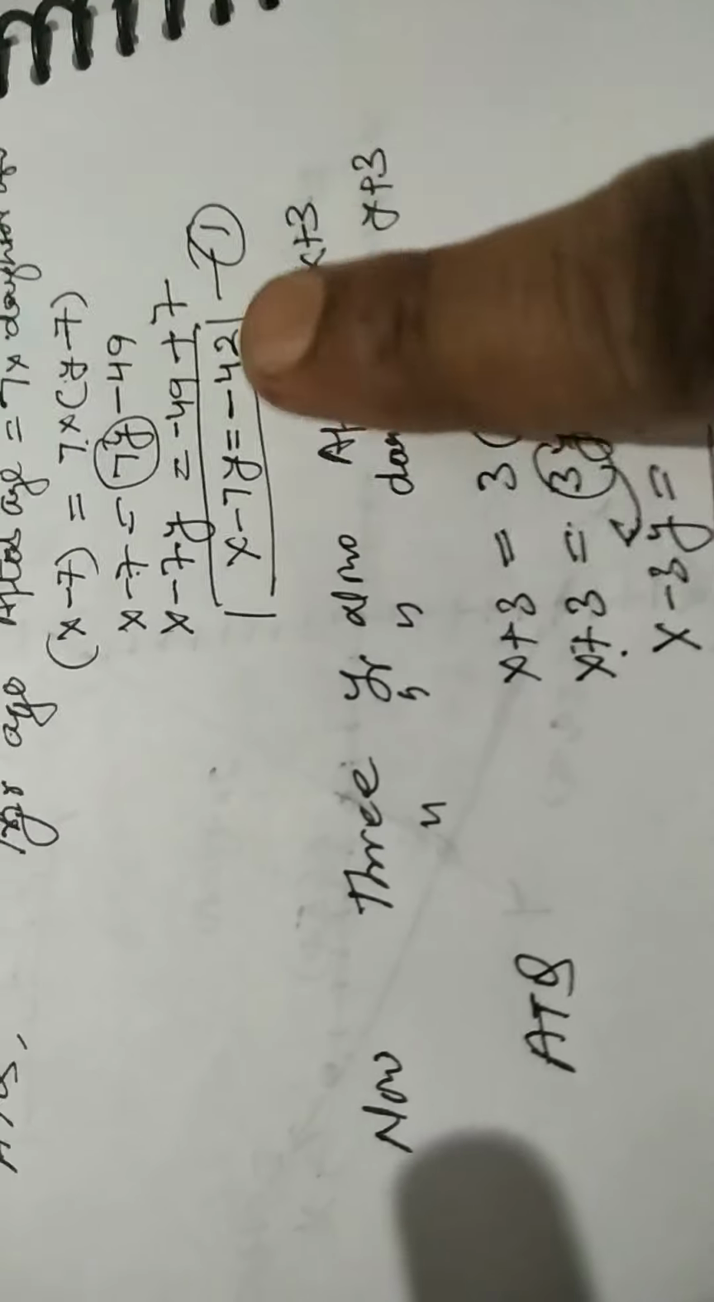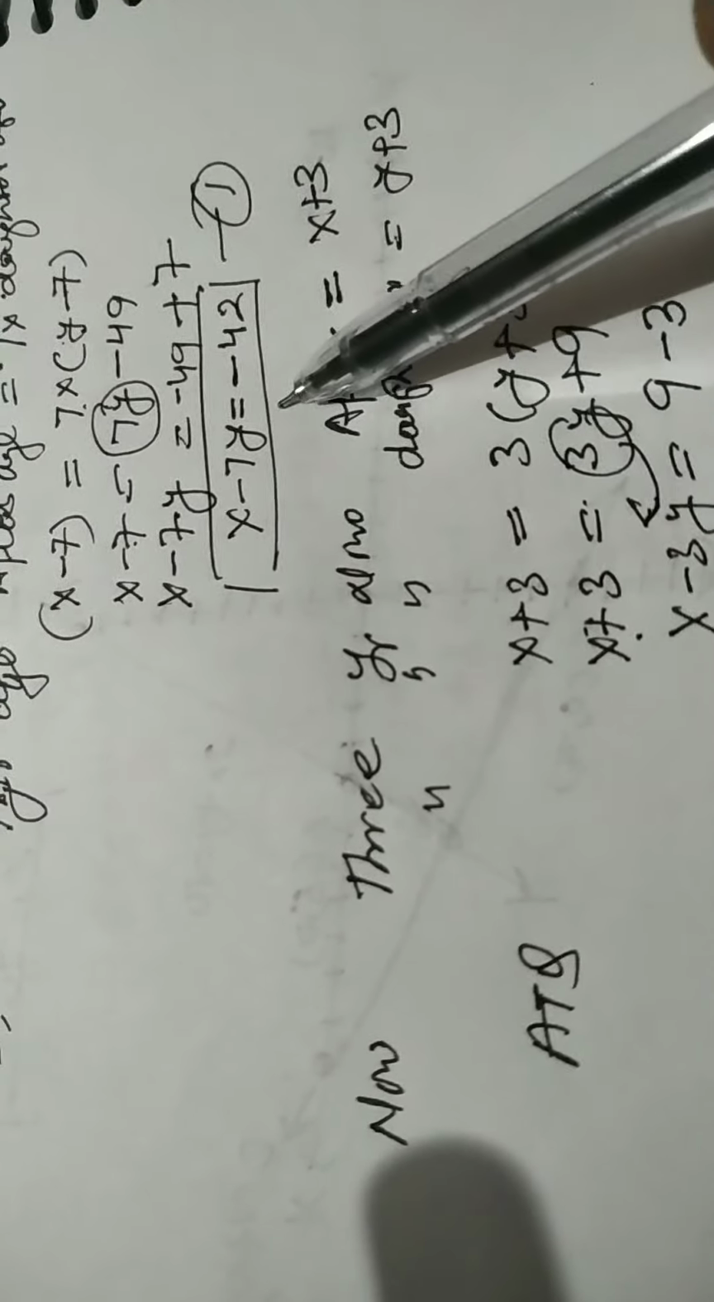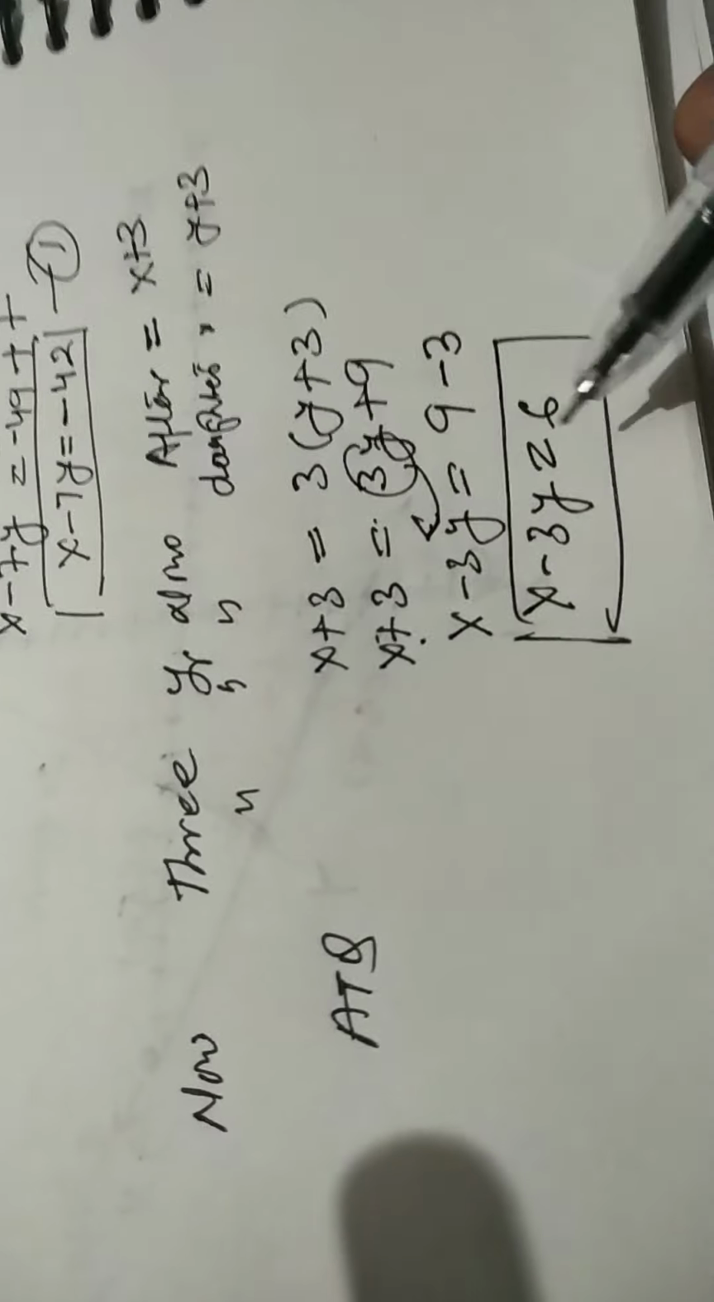There are 2 linear equations. You can check it. The first equation is X minus 7Y is equal to minus 42, and the second equation is X minus 3Y is equal to 6. Now we are going to solve it graphically. First we need to get the intersection point. We need these 2 points X and Y, for situation number 1 and the second situation.